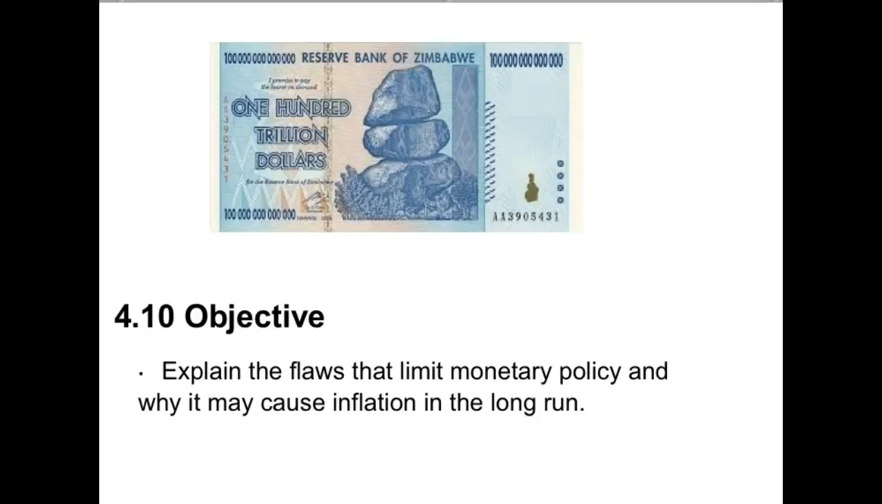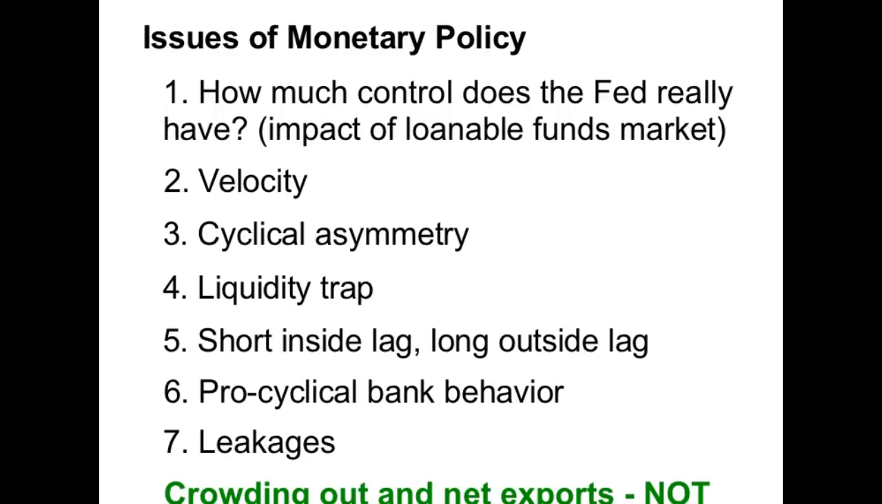In Lesson 4.10, we're going to talk about the flaws that limit monetary policy and why it may cause inflation and not be as effective in the long run. If you recall, at the end of learning about fiscal policy, there was a whole long list of shortcomings of fiscal policy, like crowding out, the net export effect, politics, the business cycle, timing, all sorts of things, that could actually limit the effectiveness of fiscal policy. Monetary policy has a few issues too, but not really exactly the same problems.